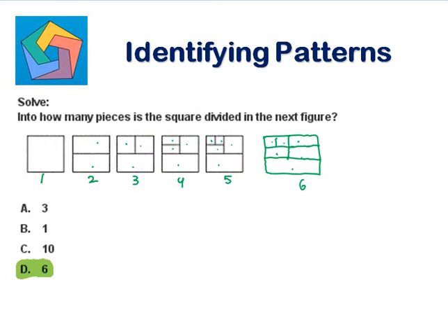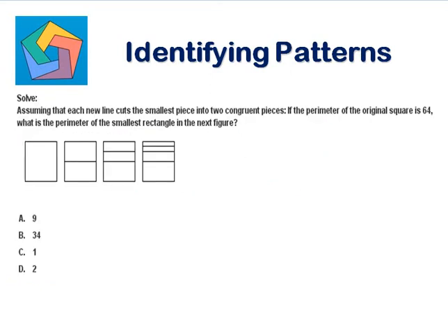Next problem. Solve. Assuming that each line cuts the smallest piece into two congruent pieces, if the perimeter of the original square is 64, what is the perimeter of the smallest rectangle in the next figure? Since perimeter of original square is 64 and perimeter of square is given by 4 times side, so side of square will be given by 64 by 4.